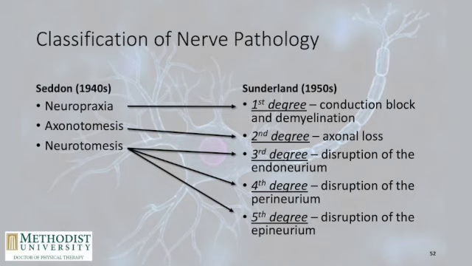nomenclature strategies. There's a couple different stratifications, if you will. The easy one is neuropraxia, axonotmesis, and neurotmesis. Just be aware of these. Be aware that sometimes you're going to see the Seddon nomenclature strategy. Sometimes you'll see the Sunderland nomenclature strategy.